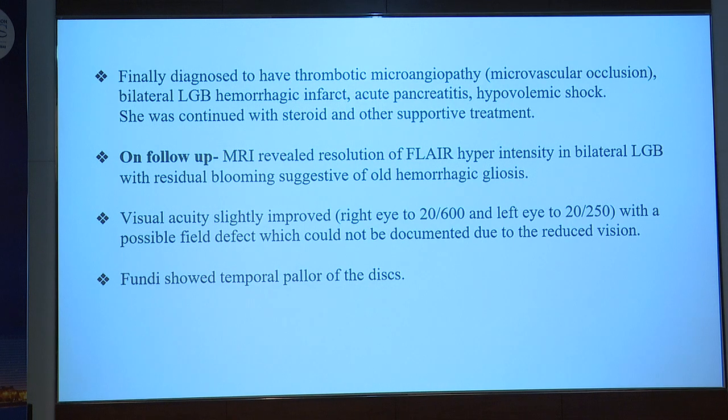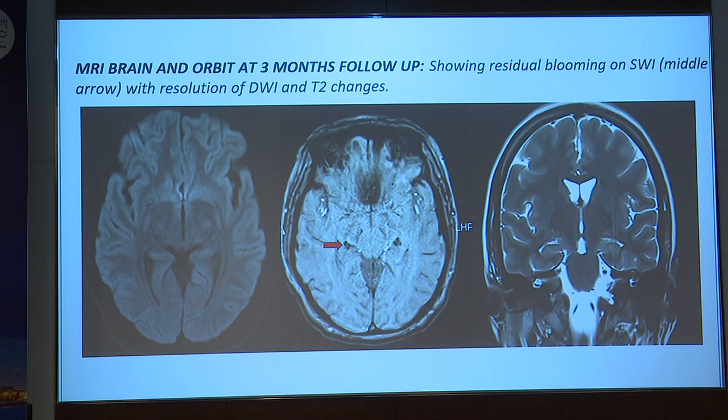Follow-up MRI revealed resolution of flare hyperintensity in bilateral LGB with residual blooming suggestive of old hemorrhagic gliosis. Visual acuity slightly improved with a possible field effect which could not be documented owing to reduced vision. Both eye fundus discs showed temporal pallor. This is the follow-up MRI showing residual blooming on susceptibility weighted imaging with resolution of diffusion weighted imaging and T2 changes.